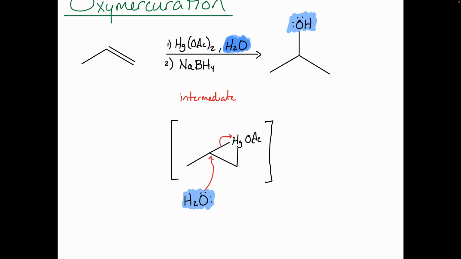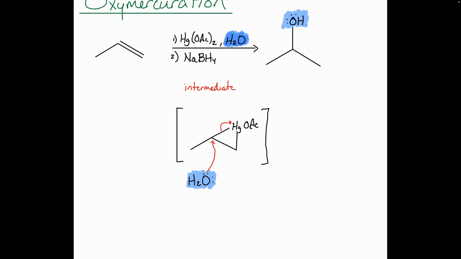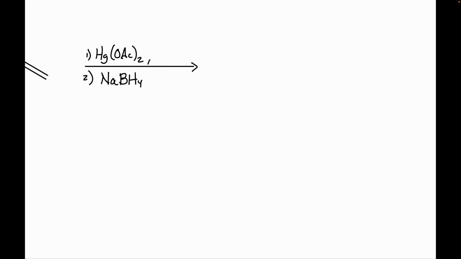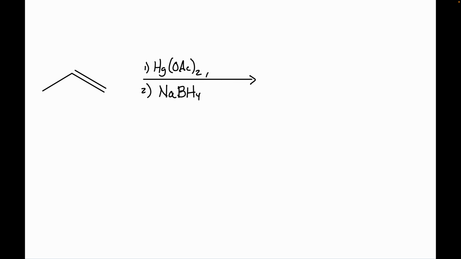And that's important because although we can do an oxymercuration to create an alcohol like what we did here, a hydration reaction, we don't actually have to use water. We could use other weak nucleophiles. So for example, I could put ethanol in there. And let's try to figure out what our product would be.